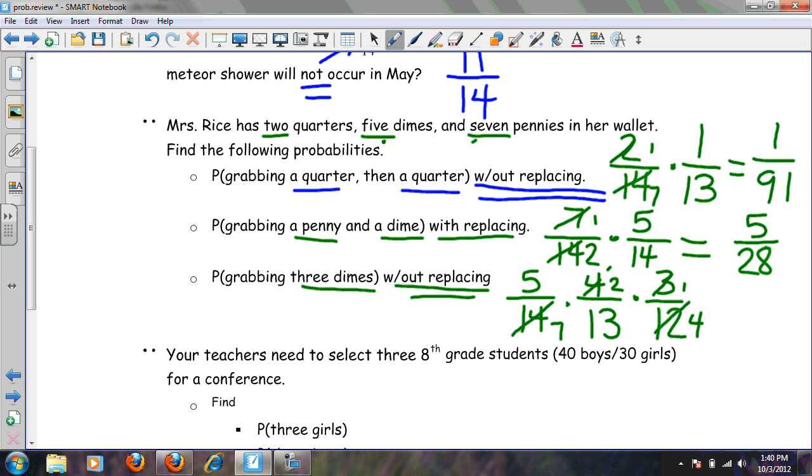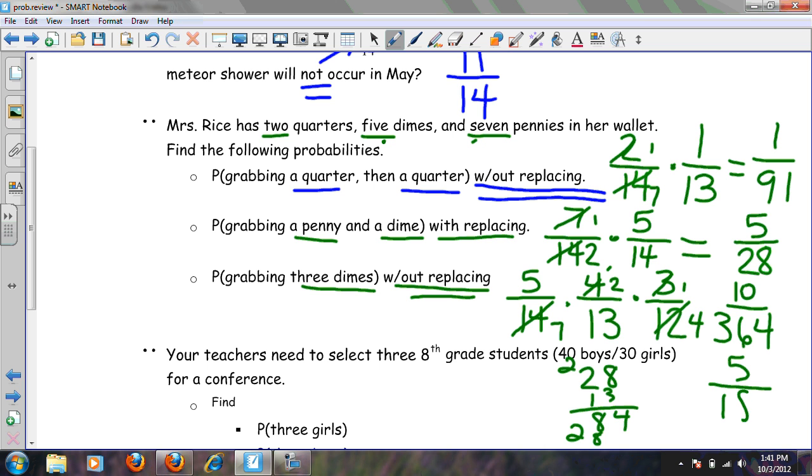5 times 2 is 10. 10 times 1 is 10. 7 times 4 is 28. 28 times 13 is 364. Simplify by 2, and I get 5/182. A 5 in 182 chance that I will get 3 dimes in a row without replacing.